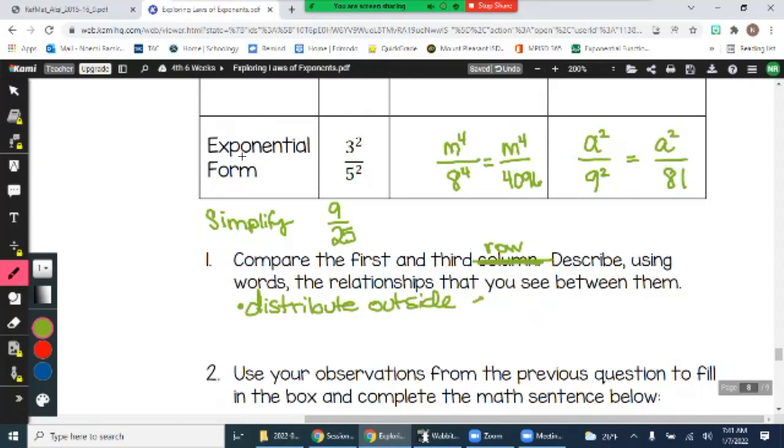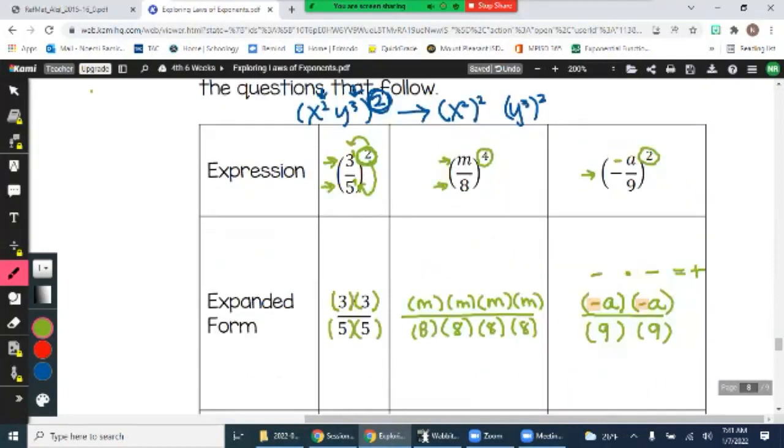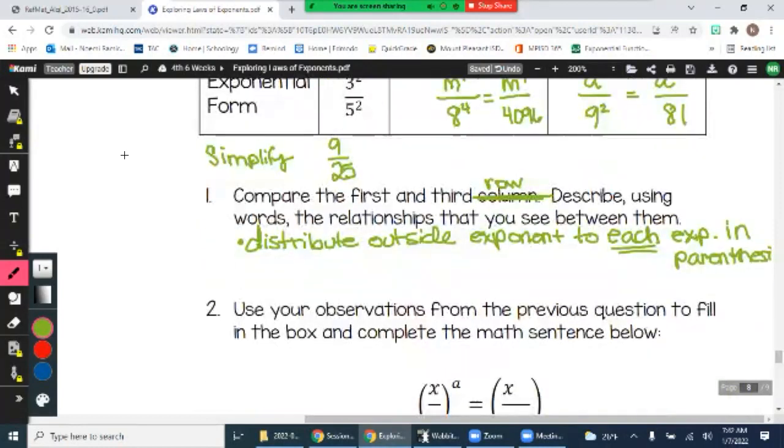Distribute the outside exponent to each exponent in parentheses. Okay, parentheses. It's supposed to have an S there.